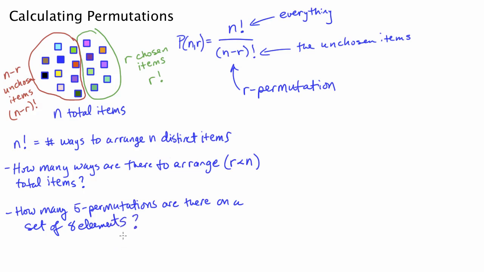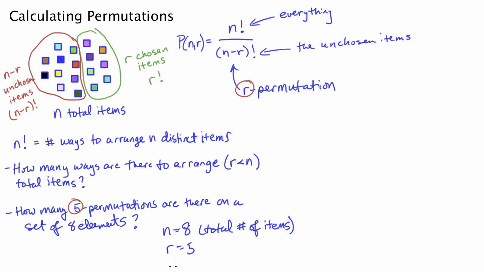All right, if I'm dealing with a set of 8 elements, then my n is 8. Remember, this is the total number of items. Well, the question is, what is R? If you look, I've called it a 5 permutation for a reason. This is because in general we call these R permutations. So in this case, R is 5.